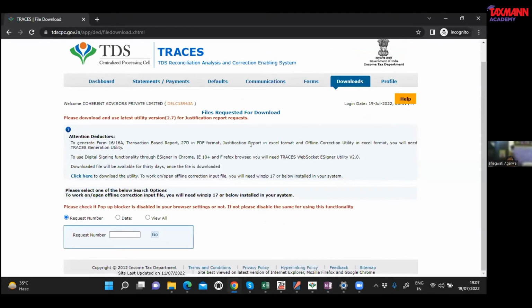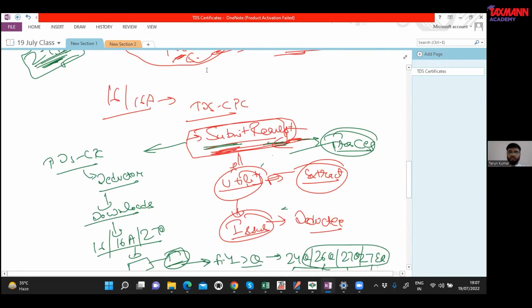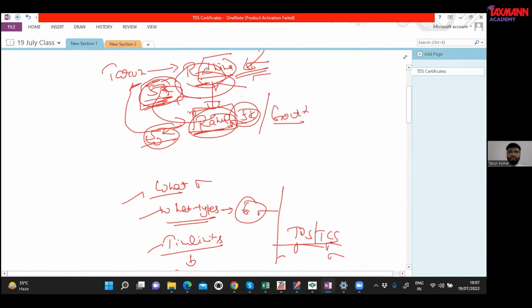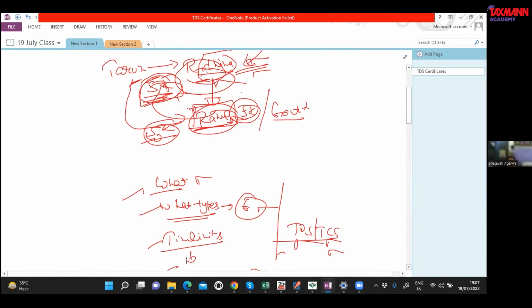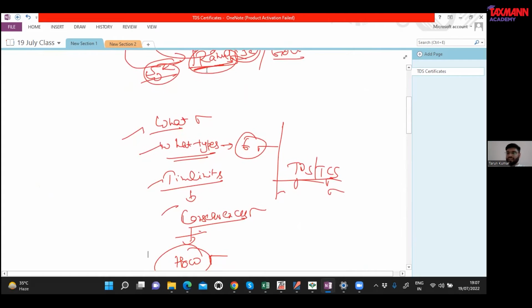Sir, at the end of the financial year, can we download the whole year's Form 16 in one form? I think I have mentioned at the beginning of the class: what is a TDS certificate, what are the types of TDS certificates, and now how to download the TDS certificate. I'll come to the time limits. What are the time limits to issue TDS or TCS certificates, right?